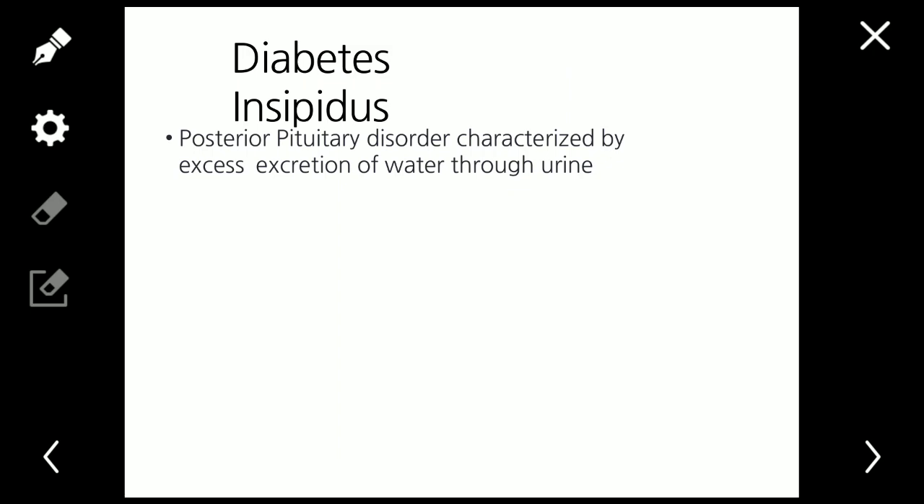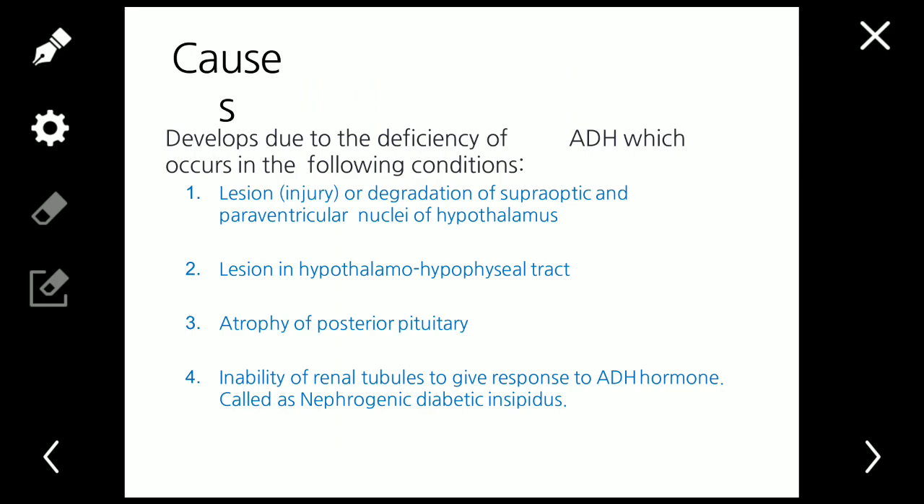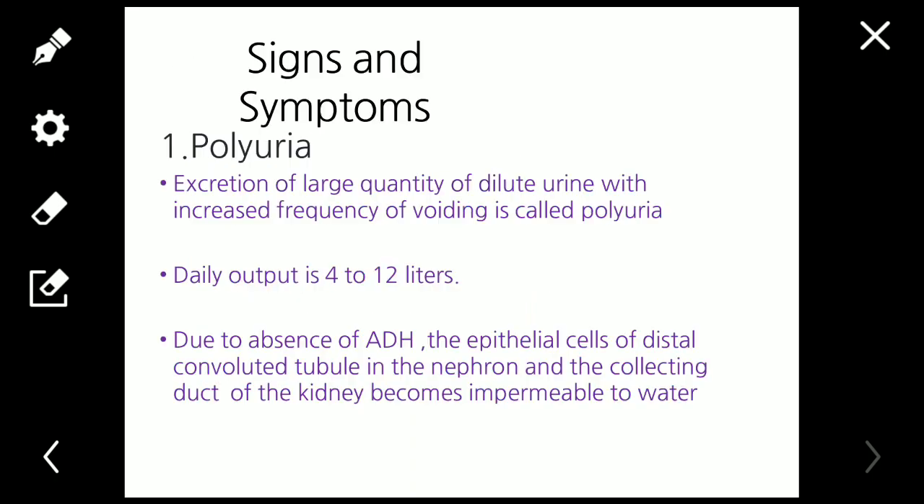This posterior pituitary disorder is characterized by excessive excretion of water through urine because of lack of ADH, antidiuretic hormone. It is not released, so the kidney is not able to reabsorb the water, the sodium, everything, so the patient will have continuous excretion of water. It develops due to deficiency of ADH, which occurs in the following conditions: lesion or injury or degeneration of supraoptic and paraventricular nuclei of hypothalamus, lesion in hypothalamo-hypophyseal tract, atrophy of posterior pituitary, and inability of renal tubules to respond to ADH, called nephrogenic diabetes insipidus.